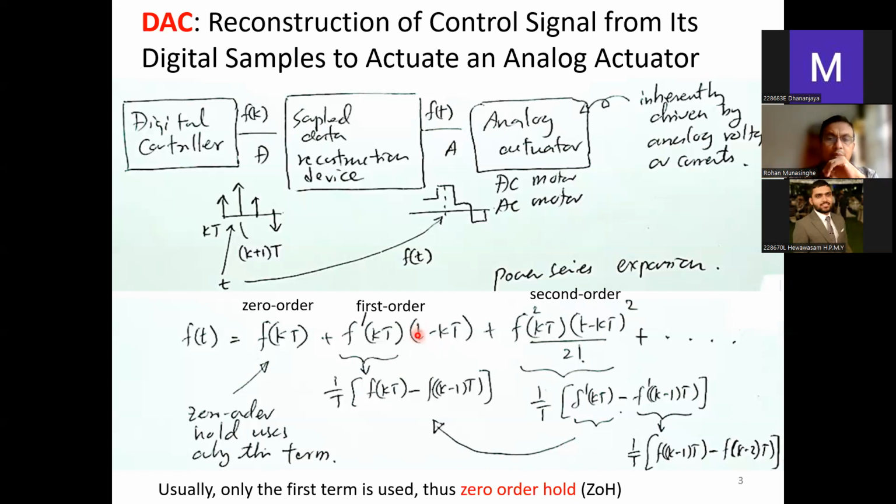Then you use this time, t minus kT, where t is your time after k, the little time after k. You multiply that time with the gradient, you get the additional height, and you add that to the sample at k.